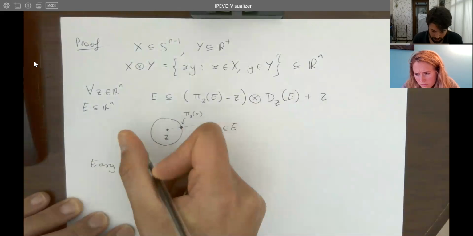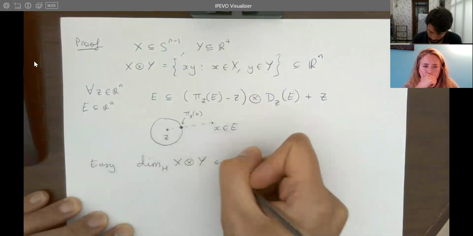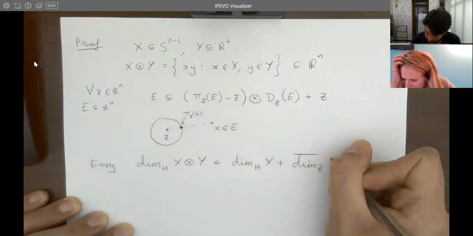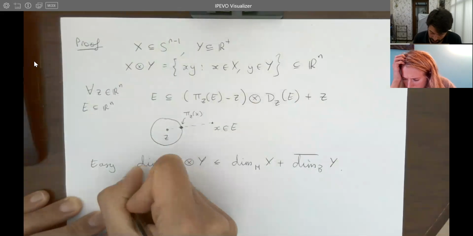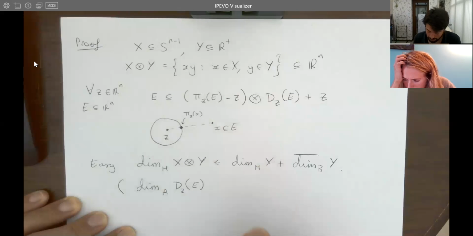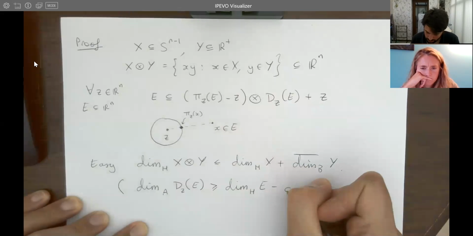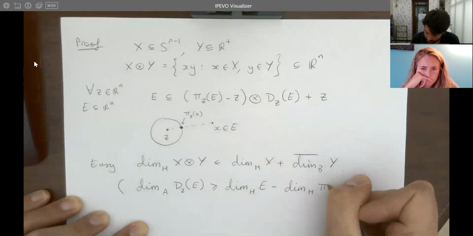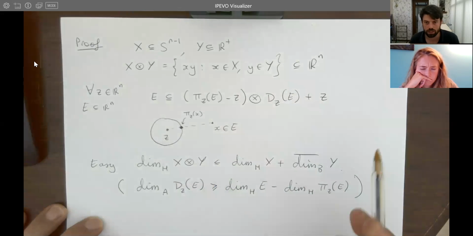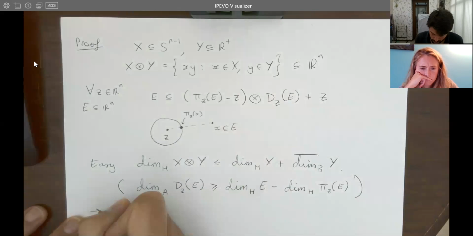So then it's an easy exercise to show that the Hausdorff dimension of X radial product Y is at most the Hausdorff dimension of X plus the upper box dimension of Y. This is just an exercise. And in particular, this tells me that the Assouad dimension of the pinned distance map of E is at least the Hausdorff dimension of E minus the Hausdorff dimension of the radial projection of E in direction Z. This just follows from rearranging this top equation and using the fact that Assouad dimension is bigger than upper box dimension. Okay, so now I'm ready to give the proof, 2 minutes.